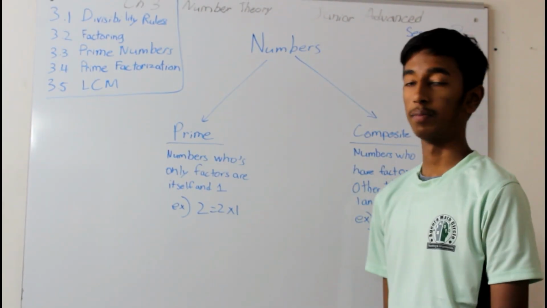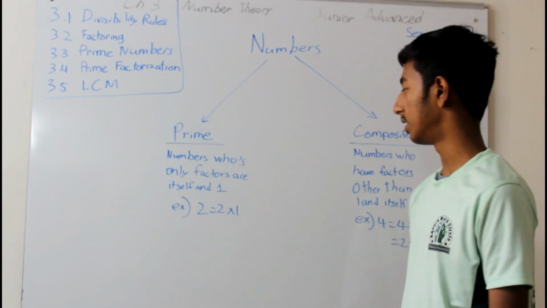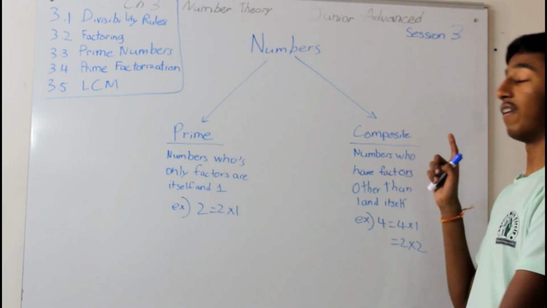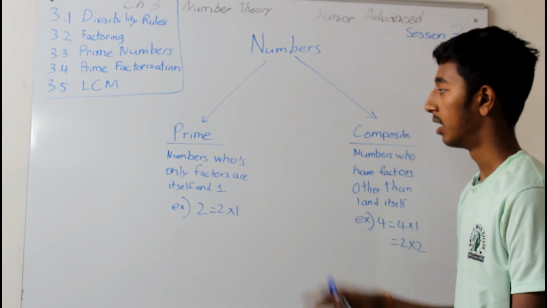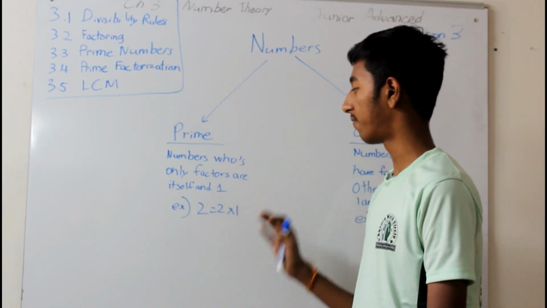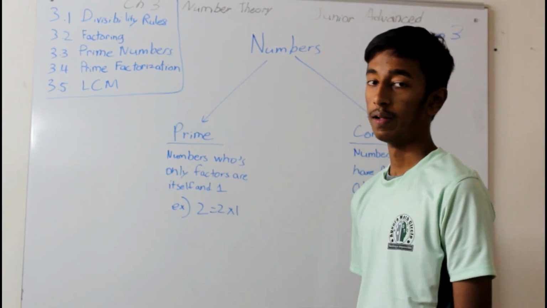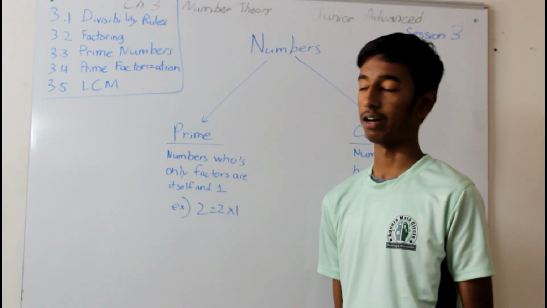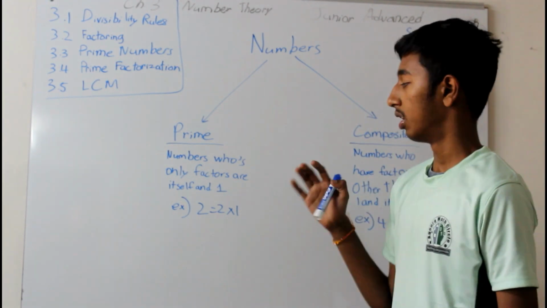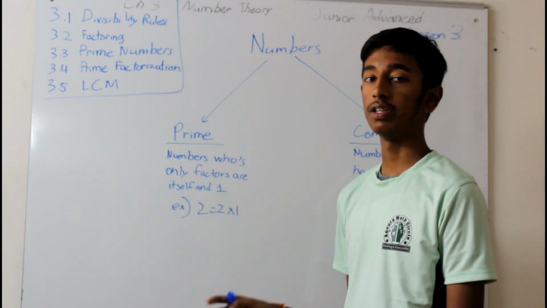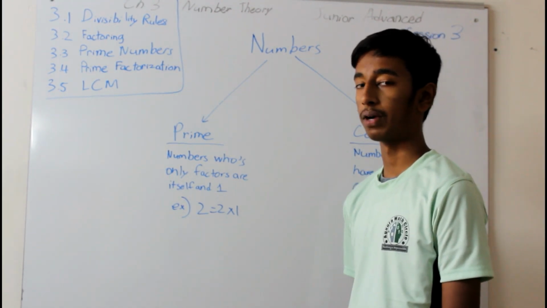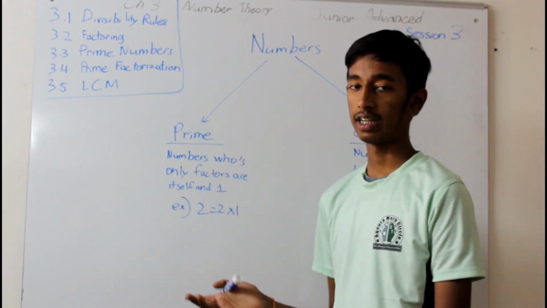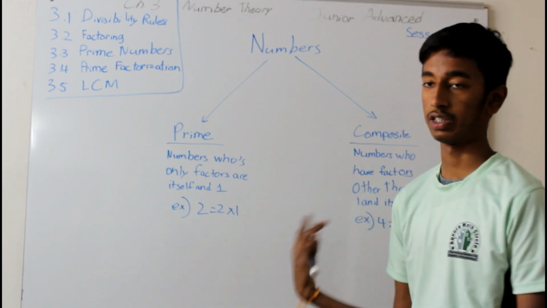3.3. Prime numbers. So numbers can be defined in two major ways. You can define them as prime numbers, and you can define them as composite numbers. Prime numbers are numbers whose only factors are itself and 1. An example of this would be 2. 2 can be written as 2 times 1, but nothing else. This is really important because 2 is the only even prime number. Any other even number greater than 2 can be defined as a composite, which I'll get to in a second.